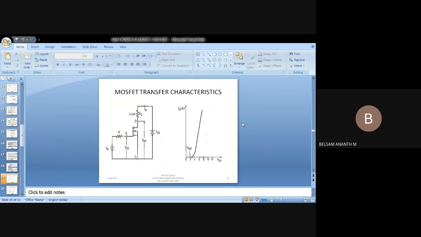There are two levels here. One is your steady state and another one is a transient state. That means here we are trying to find out the triggering between your gate source voltage and the drain current.